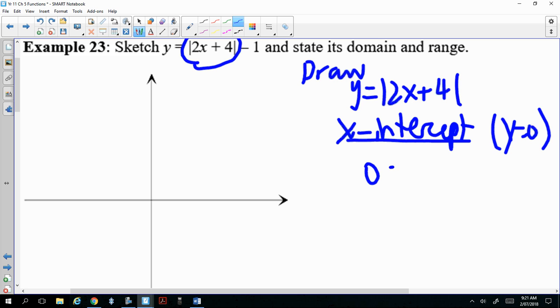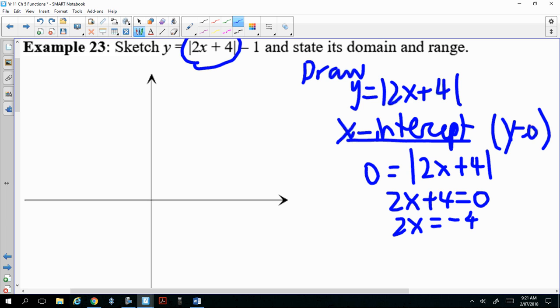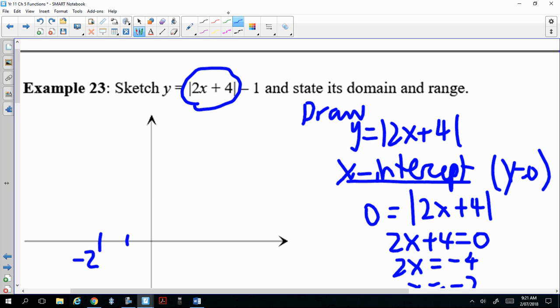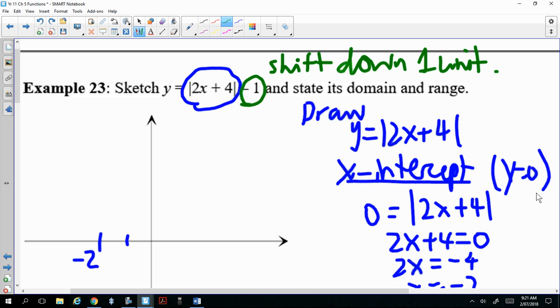I will go back to the previous page. So you get 2x plus 4 equal to 0. 2x equal to negative 4. X is negative 2. So find where negative 2 is. Negative 2. Absolute value. We're going to, so the minus 1 later, it will shift down 1 unit. Okay, shift down 1 unit. So we'll draw the negative 2, and then after that, we'll find the y-intercept.